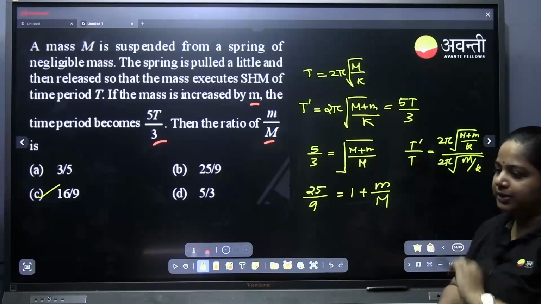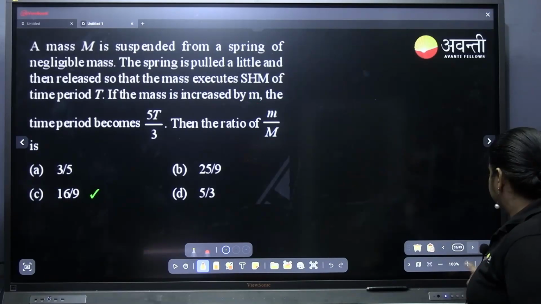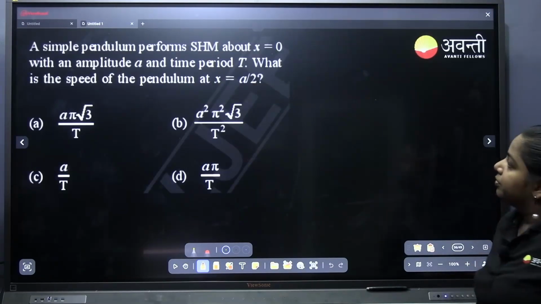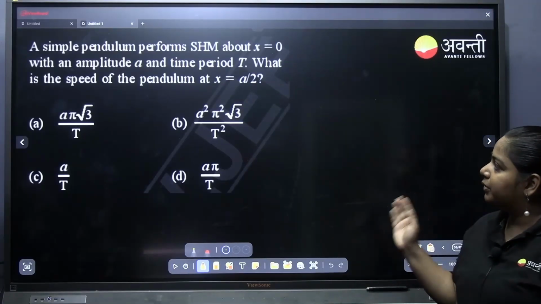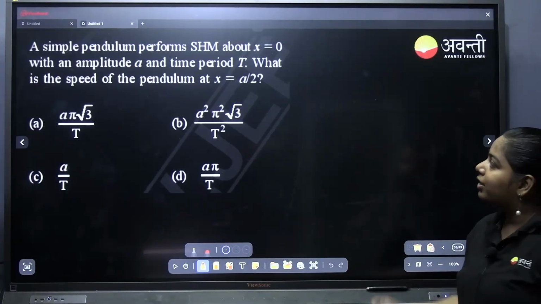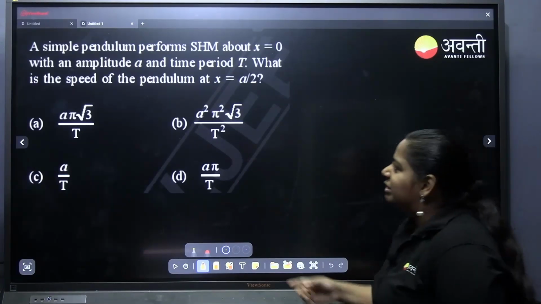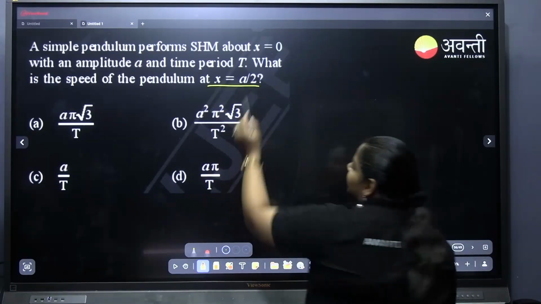Last question, one more question we can do, then we will stop for today. Next one, a simple pendulum performs SHM about x equal to 0 with an amplitude a and time period T. What is the speed of the pendulum at, this is an easy one, so we will do one more question. Speed of pendulum at x equal to a by 2.